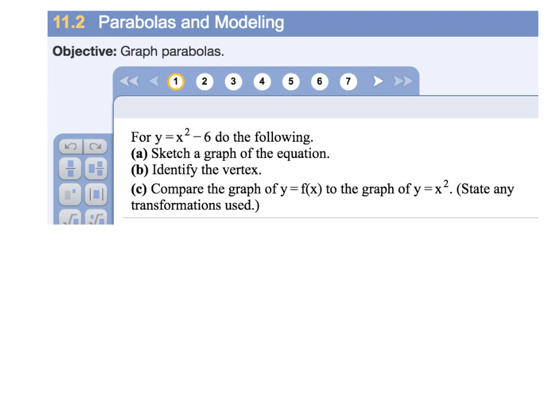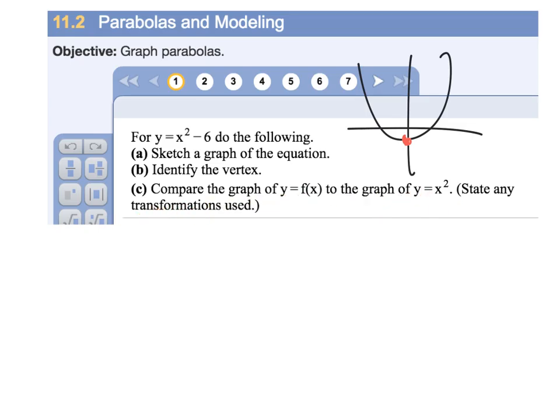So you've got this equation, x squared minus 6, and they want us to sketch it. They want us to identify the vertex. And of course we know it's a smiley face because the first number is positive here, and the vertex will be at the bottom. In fact, we might as well sketch that. And then we're supposed to compare this graph with what's called home base, or the mother function, y is equal to x squared.